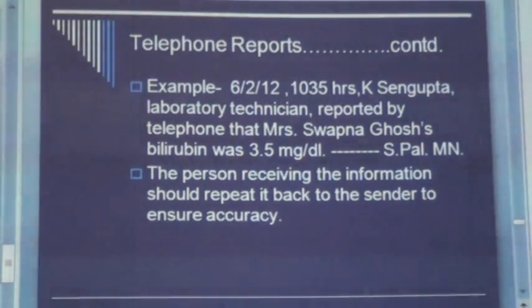Here is one example. First you have to mention the date, then the hour, then who is giving you the information, what his designation is, reported by telephone, the patient's name, and what information he is giving. Bilirubin was 3.5 mg per dL, and then who is writing, your name and your designation. The person receiving the information should repeat it back to the sender to ensure accuracy. You have listened by telephone, so whether it is correct or not, you have to check it.